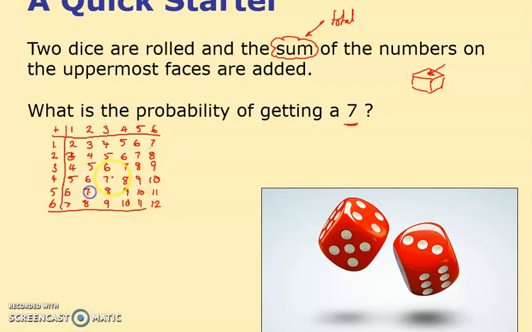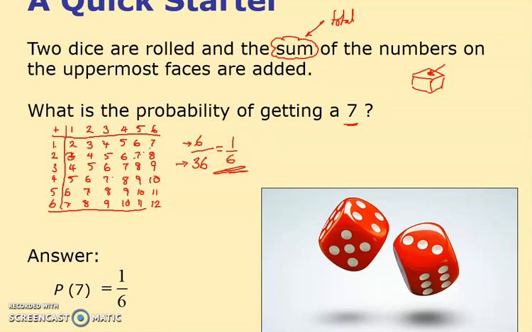How many 7s? 1, 2, 3, 4, 5, 6. Out of how many different ways? And if you count those up, there are 36 numbers. And it just so happens that simplifies to 1 out of 6. So the probability of getting a 7 when you roll 2 dice is 1 out of 6. 1, 2, 3, 4, 5, 6 ways out of the 36, which simplifies to that. Hopefully you got that right. 1 out of 6, there it is. Notice the notation, by the way, probability, and then the thing that we're talking about in brackets. Probability of getting a 7 is 1 out of 6.